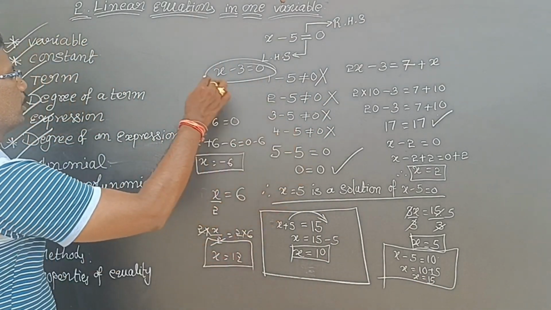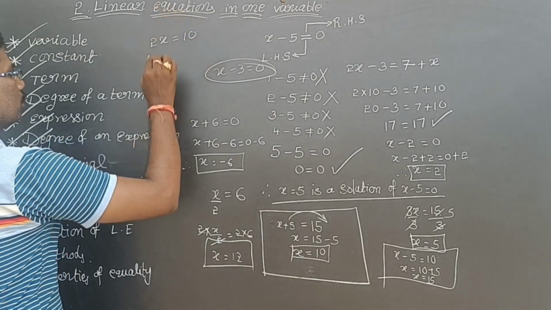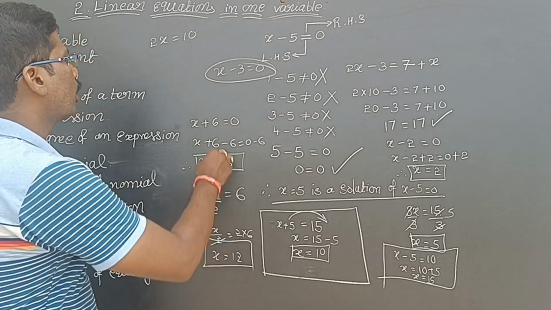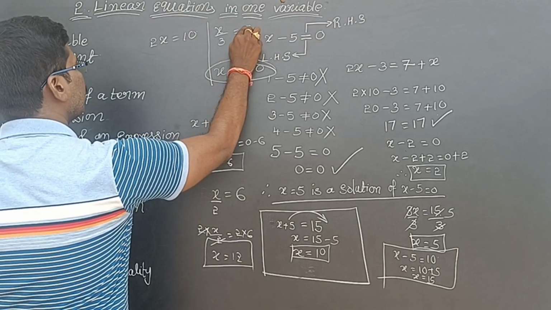Now, one more thing. This 2x is equal to 10. And also one more thing. So, x by 3 is equal to 5.